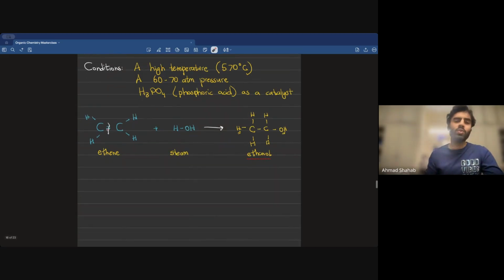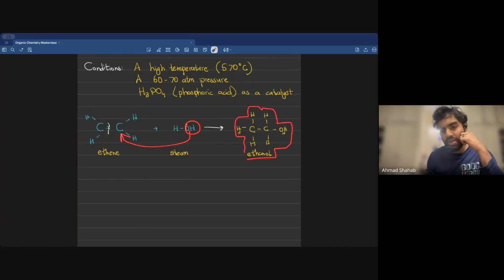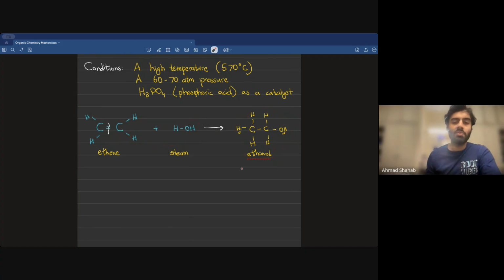What happened as a result was again the same mechanism that happened in the earlier addition reactions, in bromination and in hydrogenation. The double bond broke. Both these carbons were left with three bonds, and both of them needed their fourth bond. So the hydrogen attached itself to one carbon, and OH attached itself to the other carbon. And as a result, you can now see this displayed formula perfectly matches the description of ethanol.